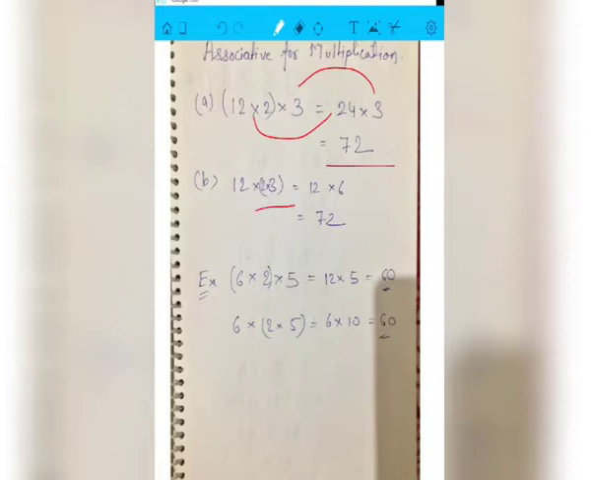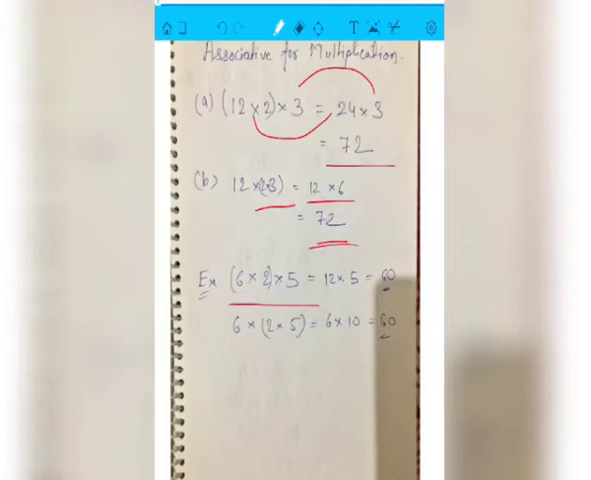Now if I write these two numbers, 2 and 3, in the bracket in multiplication, 12 multiplied by 6, then 6 twelves are 72. So this time also the answer will be the same. So this is the property that follows associativity for multiplication.